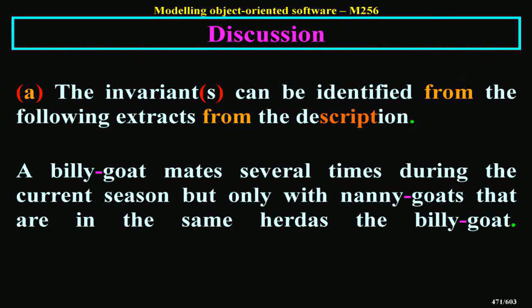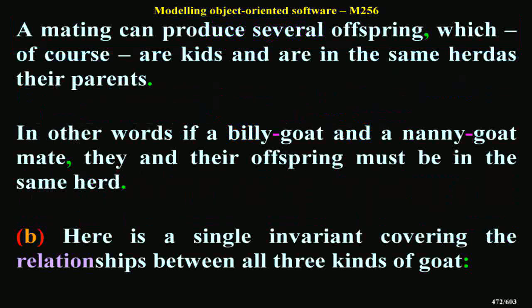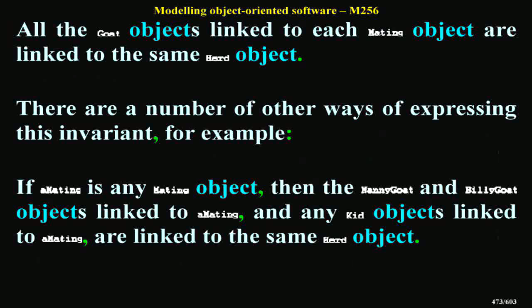A Billy goat mates several times during the current season but only with nanny goats that are in the same herd as the Billy goat. A mating pair produce several offspring, which of course are kids and are in the same herd as their parents. In other words, if a Billy goat and a nanny goat mate, they and their offspring must be in the same herd. B. Here is a single invariant covering the relationships between all three kinds of goat. All the objects linked to each object are linked to the same object.